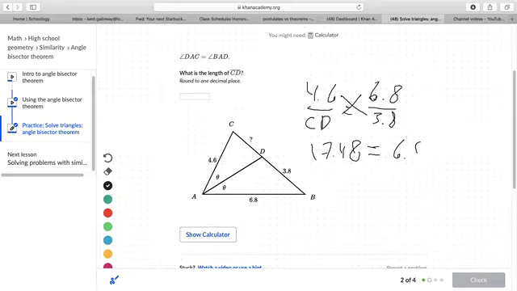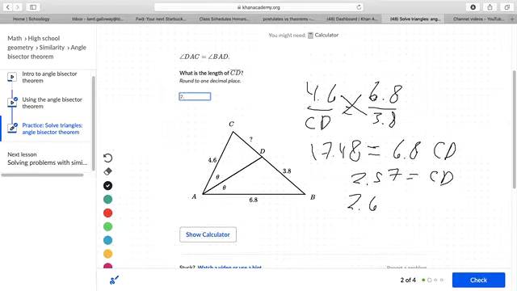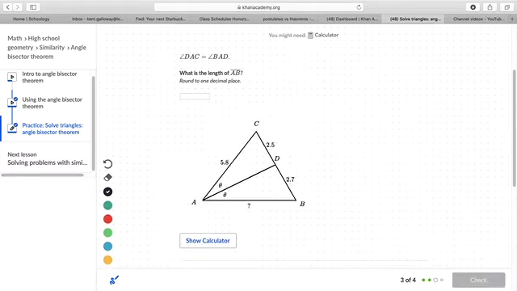And this is going to be 6.8 times CD. So CD is just our x. It's just our variable. Okay, then we're going to divide. So we're going to divide 17.48 divided by 6.8. And that's going to be 2.57 equals CD. We got to round it one decimal place. So because this 7 is bigger than 5, this is going to turn into a 6. So 2.6 approximately. There you go. All right, same process.